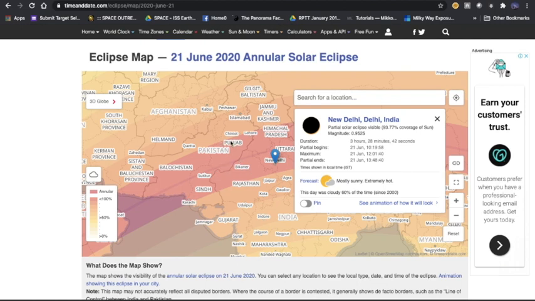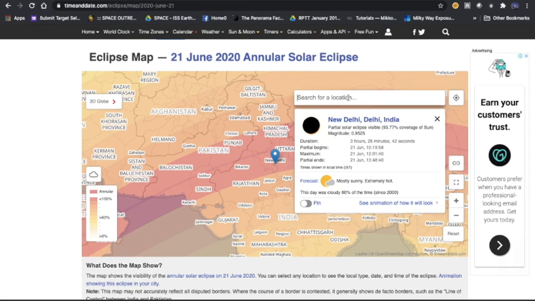Sir, it is Uttarakhand. We can see it from Uttarakhand. There are a lot of places you can see it from. Just note the magnitude. Here you can see the magnitude is 0.952, and we can see a partial eclipse which is nearly 94%, 93.77%.